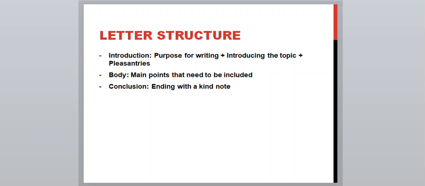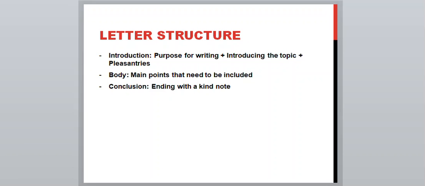The first and most important thing to understand when it comes to letter writing is the overall letter structure, and this applies to both the formal letter and the informal letter. Any letter has three main parts: an introduction, a body, and a conclusion. So, what is the introduction? In the introduction, you mention the purpose for writing the letter. Why are you writing the letter? That is what you answer.